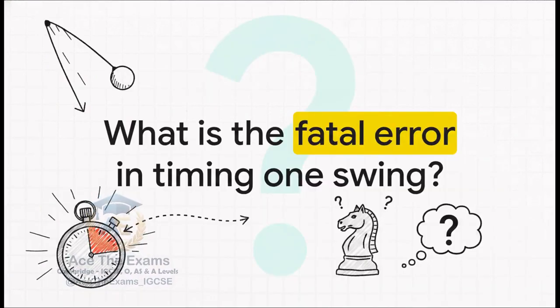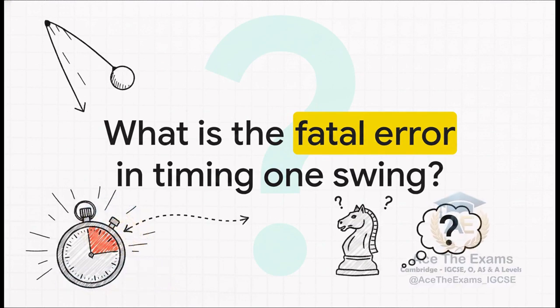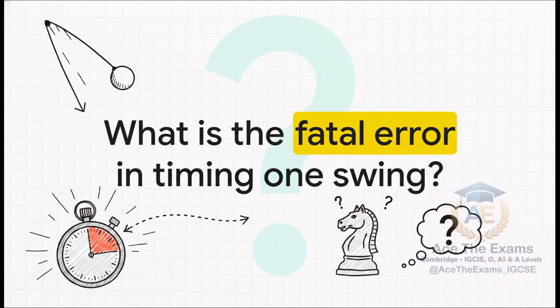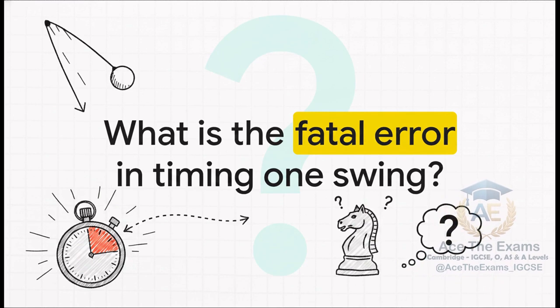Picture this: a student times a single pendulum swing with a standard stopwatch. Sounds fine, right? Wrong. This is the classic examiner chess trap, and falling for it immediately tanks your score. You might be thinking, hey, the period is just the time for one swing, so I'll just measure one swing. But the examiner is sitting there, red pen in hand, waiting for exactly that response.